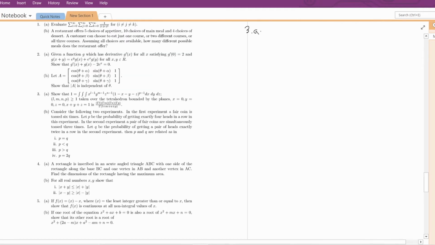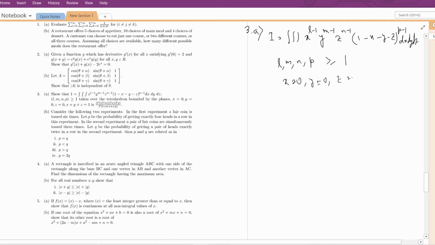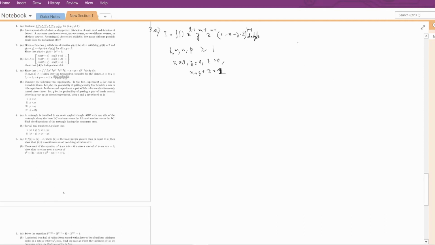So it is done. Question number 3a, we have to find an integration I equal to triple integral x to the power L minus 1, y to the power m minus 1, z to the power n minus 1, 1 minus x minus y minus z whole power p minus 1 dx dy dz, where L, M, N, P all are greater than or equal to 1, taken over the tetrahedron bounded by the planes x equal to 0, y equal to 0, z equal to 0 and x plus y plus z equal to 1. Now take these assumptions first.